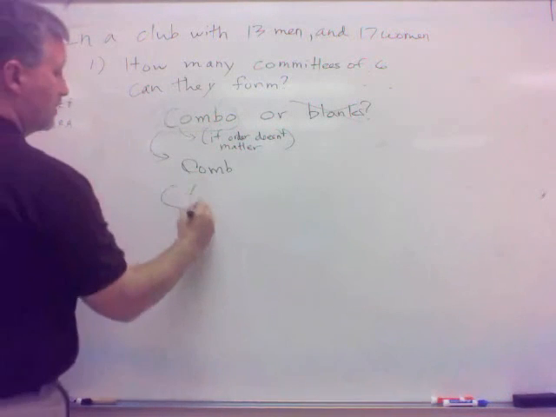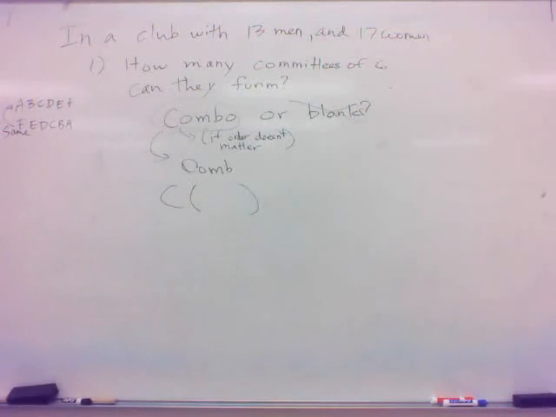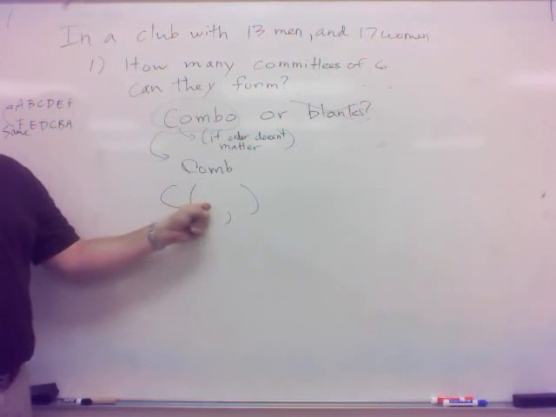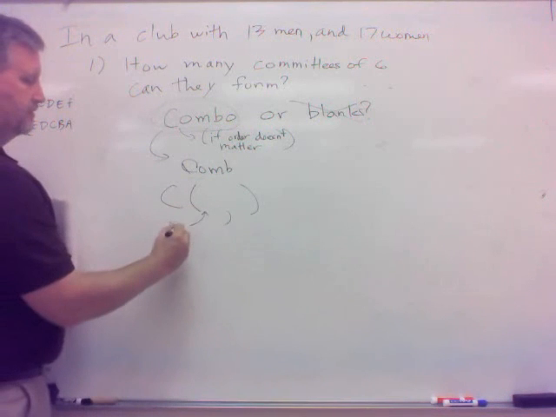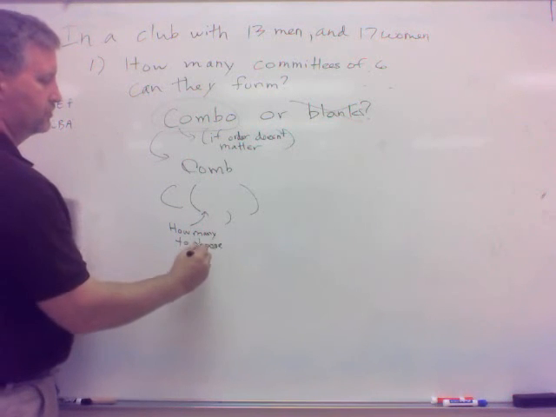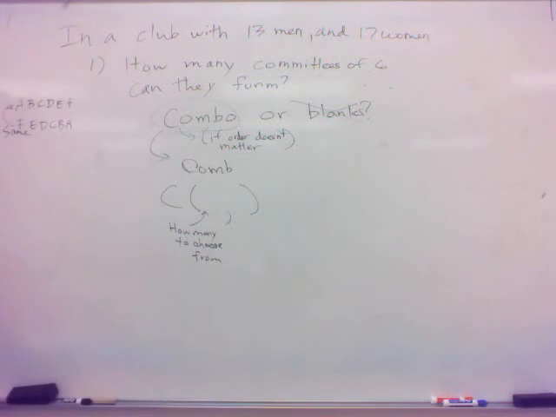Now, it's a combination, what? I want a committee of 6. Well, just like in the permutations, I didn't write it all out, but the first number is how many there are to choose from. That's the first number in the combination. How many are there to choose from here? Well, we've got a club with 13 men and 17 women. That's 30 people, isn't it? Don't I have 30 to choose from here? It can be any of those 30?